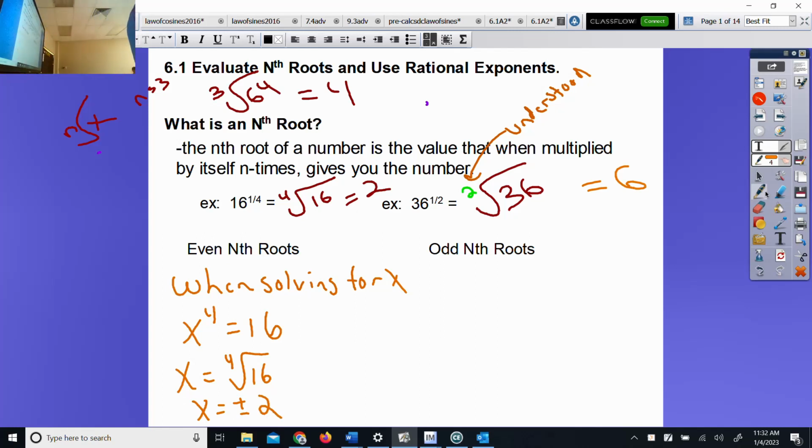Because a negative times a negative 4 times is going to create a what? Positive. All right? Even roots always have 2 answers. Always. There's no exception to the rule. They always have 2 unique answers.